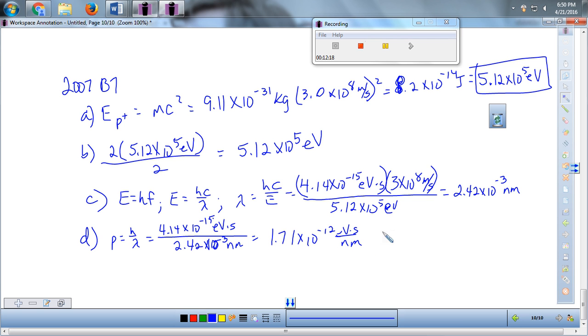And then E says, determine the total momentum of the two-photon system. Well, it has to be 0, because momentum before equals momentum after. You had a positron and an electron headed toward each other, so these photons have to pop apart in opposite directions. So it's 0.